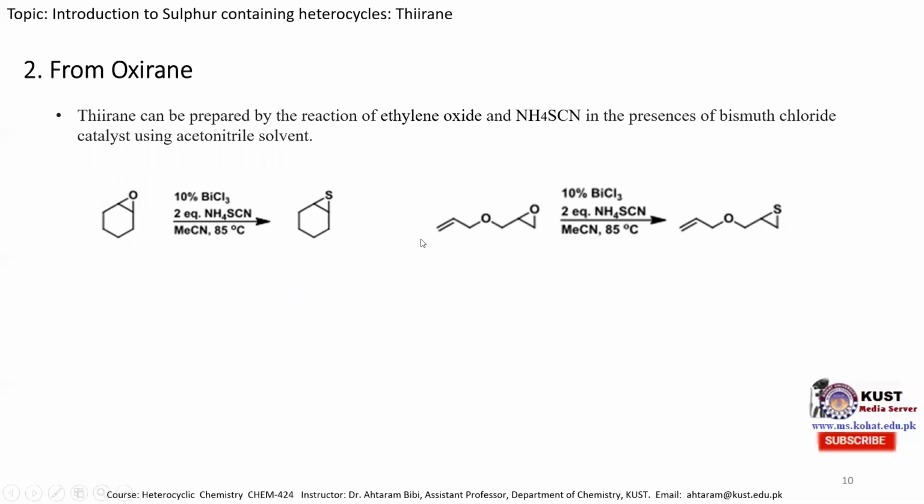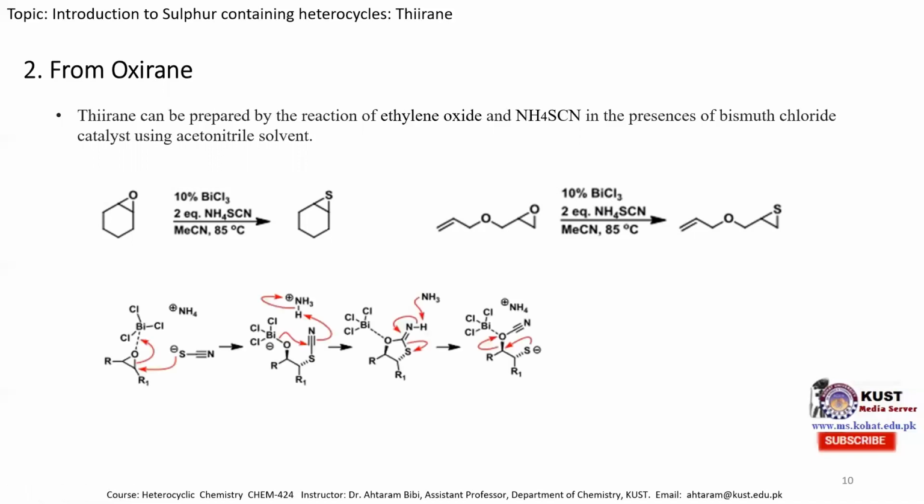They have also reported that this epoxide, which has an aliphatic chain, is also converted to the thiirane ring by using 10% of bismuth chloride and 2 equivalents of ammonium thiocyanate using acetonitrile solvent at 85 degrees centigrade. The oxirane ring is converted to the thiirane ring. The mechanism is mentioned over here. If here is any R group, aromatic or aliphatic, but generally the aliphatic oxiranes are reported.